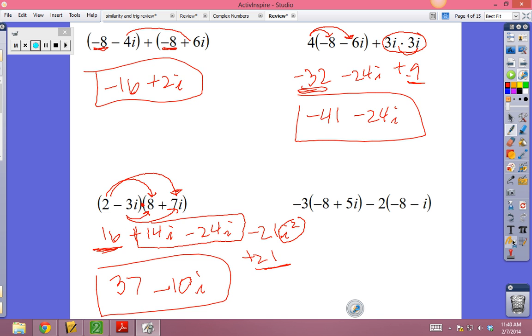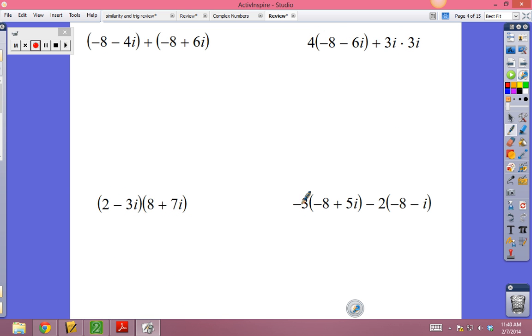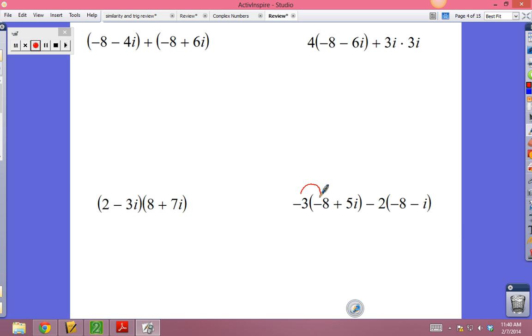Okay, the last one. I need to multiply the negative 3 only to the negative 8 and the 5 imaginaries. So negative 3 to the negative 8 is positive 24. Negative 3 to the 5 imaginaries is negative 15 imaginaries. Now this one, you got to take the negative with it. The negative 2 to the negative 8 is going to give you a positive 16. The negative 2 to the negative 1, i is going to be positive 2 imaginaries.